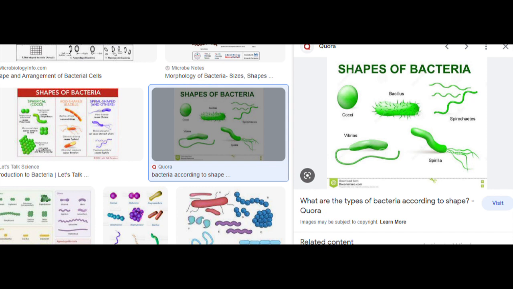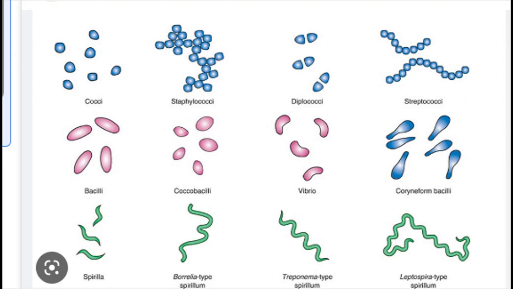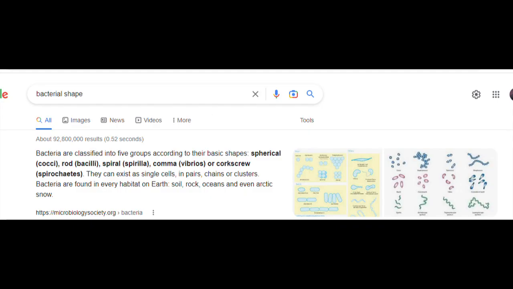There are some bacteria that are called wall-deficient variants. Only one group of bacteria, that is Mycoplasmas, spelled M-Y-C-O-P-L-A-S-M-A. Mycoplasma naturally exists without cell walls.